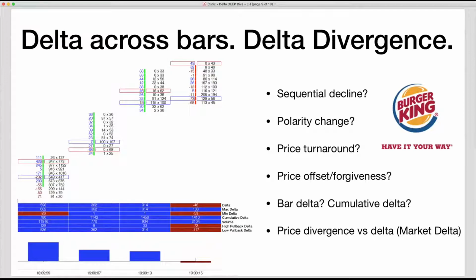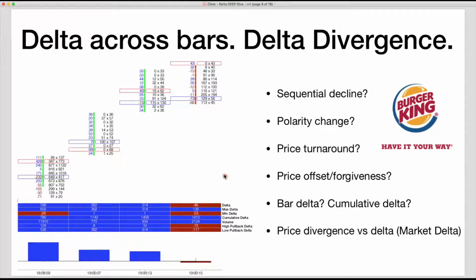Let's go back to the idea of bar delta. So, we're comfortable with the fact this has got 598, this has got 362, this has got 314. You have probably come across the phrase delta divergence, and divergence of any indicator versus price is an important concept. If we are making new highs and something else isn't, okay, let's look into this.